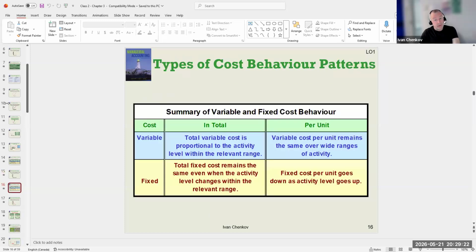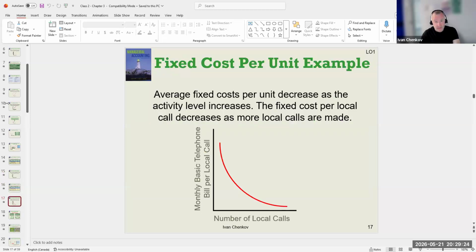That's in total. How about per unit? Well, per unit is the tricky part. Now, let's go back to the cell phone. If you send one text message, total cost is $50. If you send 1 million text messages, cost is $50. How about cost per text message? If you're paying $50 and you're sending only one text message, how much is the cost for that particular text message? It's going to be $50.